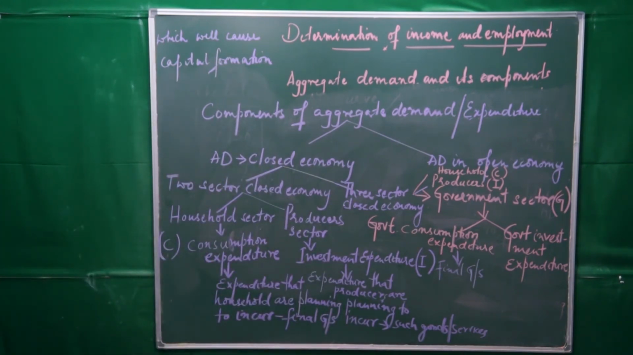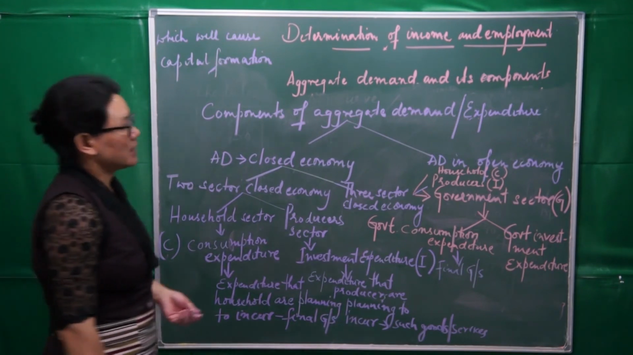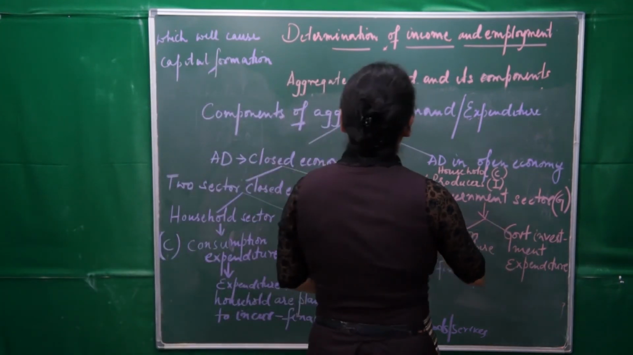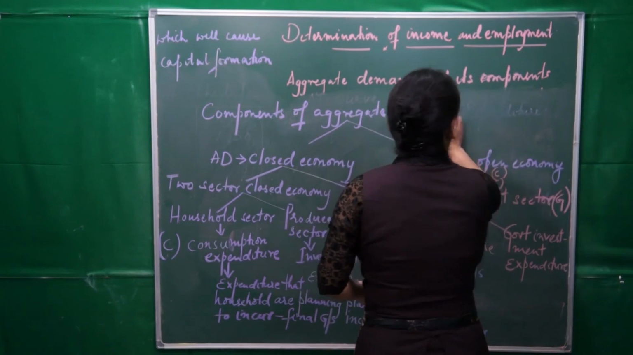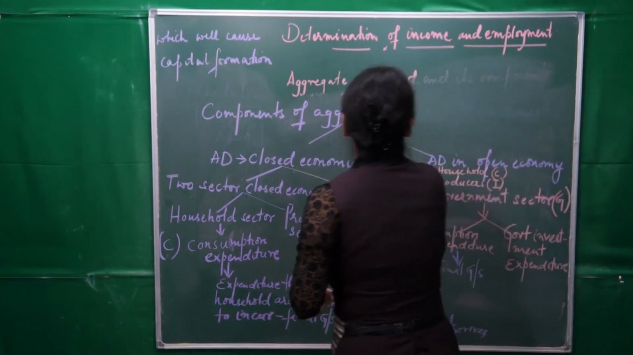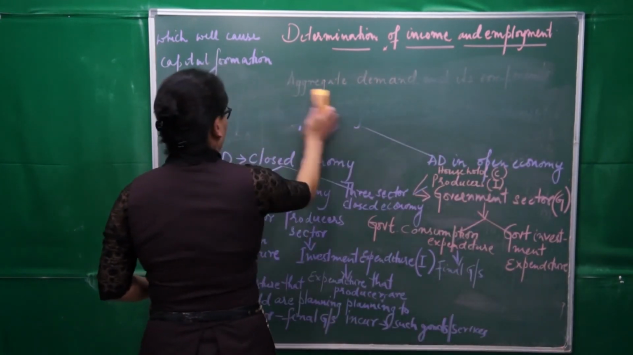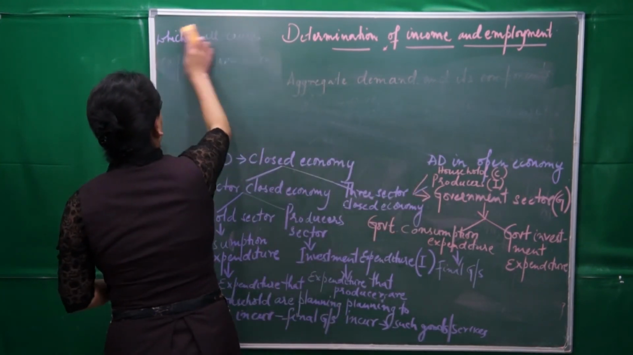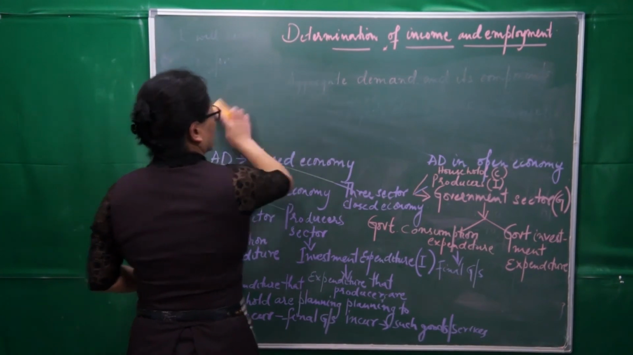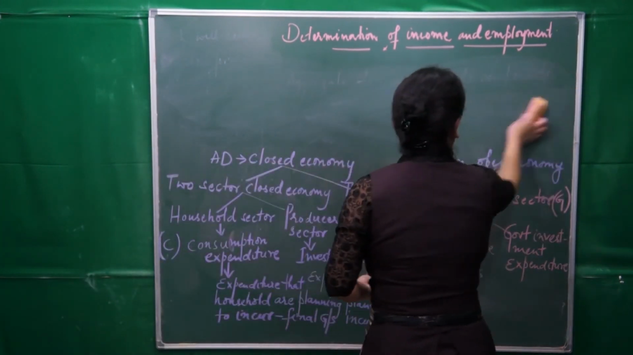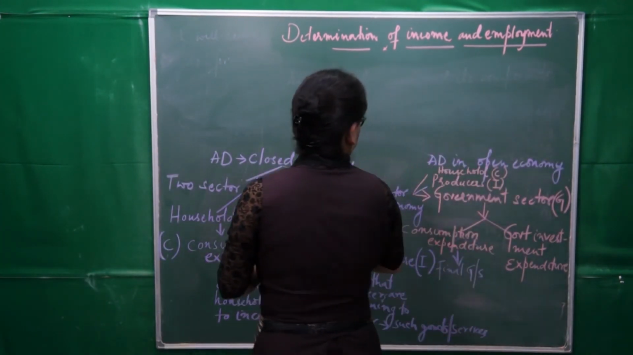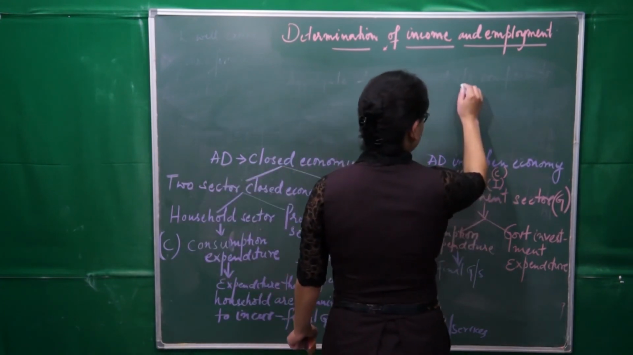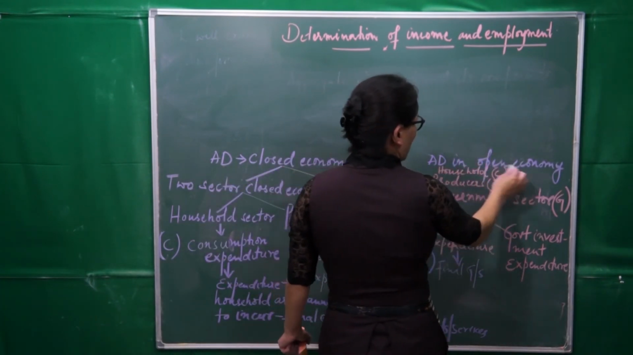When we say AD in open economy, it has 4 sectors. It comprises of 4 sectors. Alright. Now these 4 sectors, I'll write here, are AD in open economy.